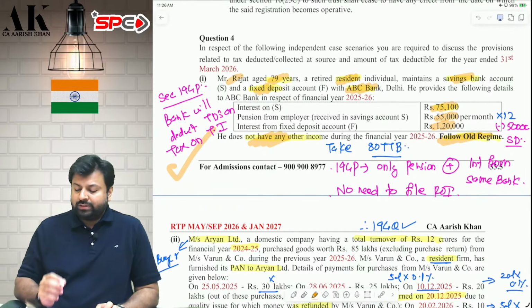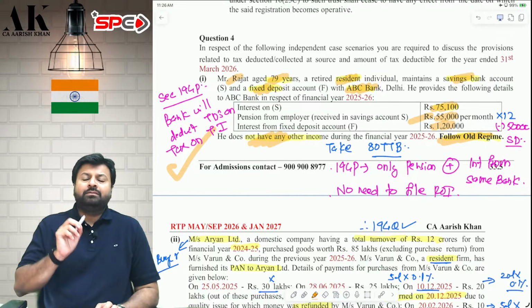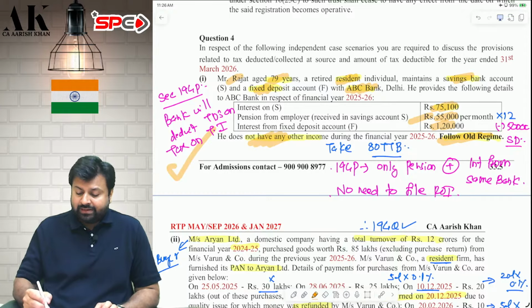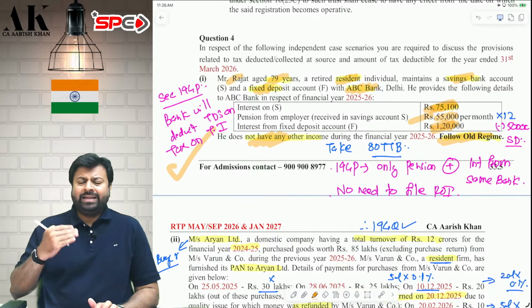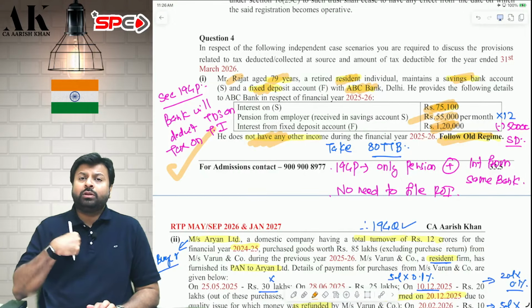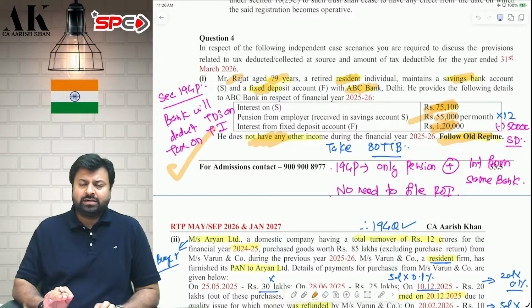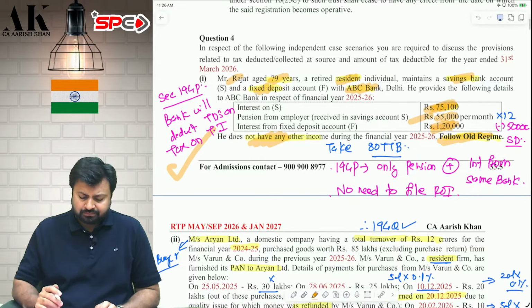How will the bank compute the income? Let's see. First of all, salary income, pension 55,000 into 12, gross salary minus 50,000 standard deduction for old regime. Then 75,100 interest on saving, 1,20,000 interest on FD. From that, 80TTB deduction, whatever is the net income, the bank will exactly compute the tax and deduct the TDS. After that, the senior citizen does not have to file the income tax return as per 194P. I hope it is clear to all of you.